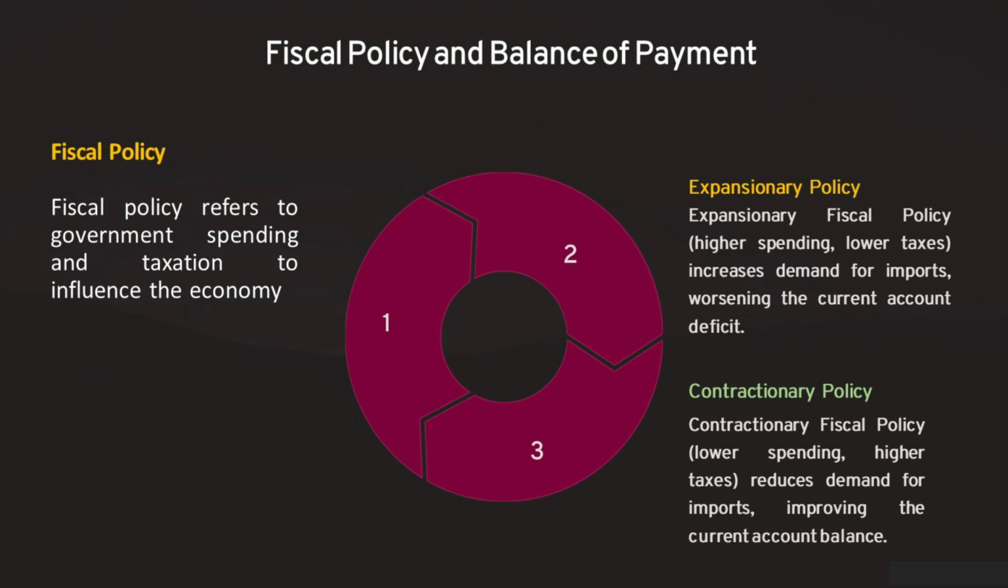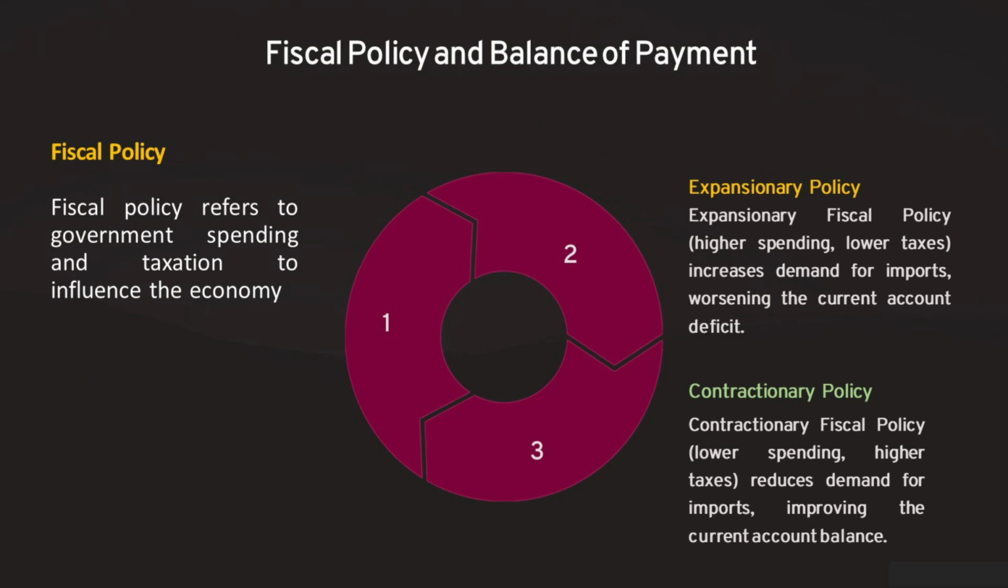Now, the reverse is the case when the government does contractionary fiscal policy. Now, what is contractionary fiscal policy? Contractionary fiscal policy is basically lower spending and higher taxes. So basically, this contractionary policy is adopted by the government when there is a problem of inflationary pressure in the economy.